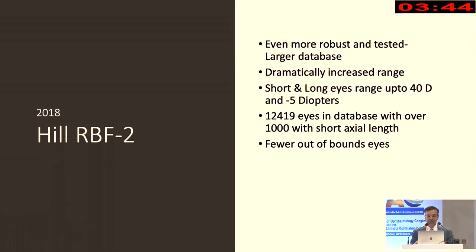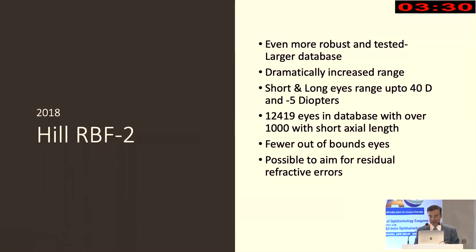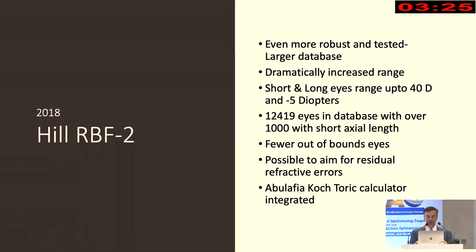Those eyes which are within bounds are essentially those where it tells you the accuracy is great, and where it says it's out of bounds, it will still give you a power, but it may not be as predictable as it is with the eyes which are within bounds. You can also aim for residual errors. If you want to aim for a myopia of say -1 or -2 or a +1, you can feed that into it and it will still give you a very good power calculation.